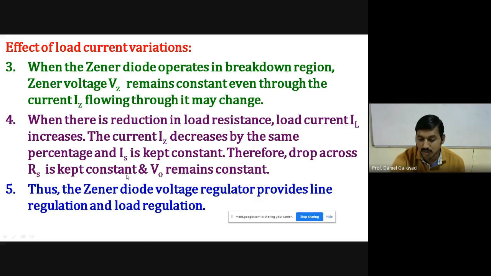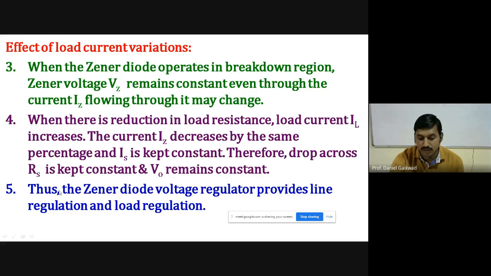So this is the general working. I have selected small points here for understanding, and this you have to write down in the examination. The drop across RS is kept constant and VO remains constant here. Either increase or decrease in IL can be compensated with Iz, and accordingly VO remains constant. That you have to write down in the examination.